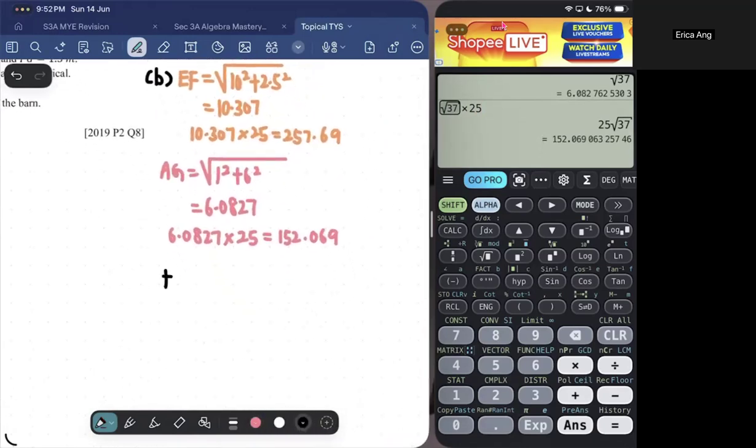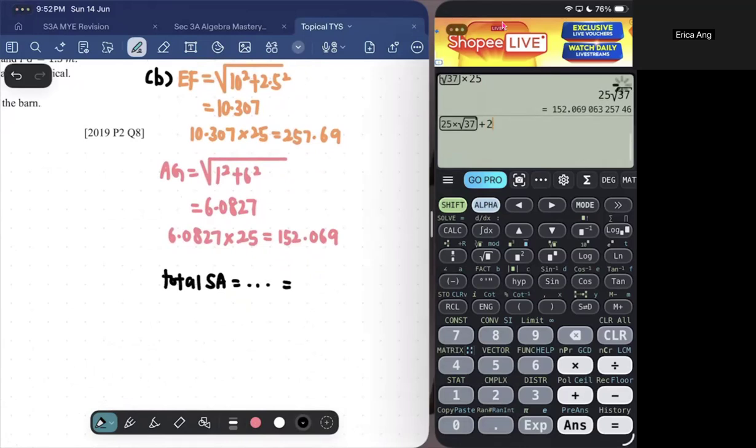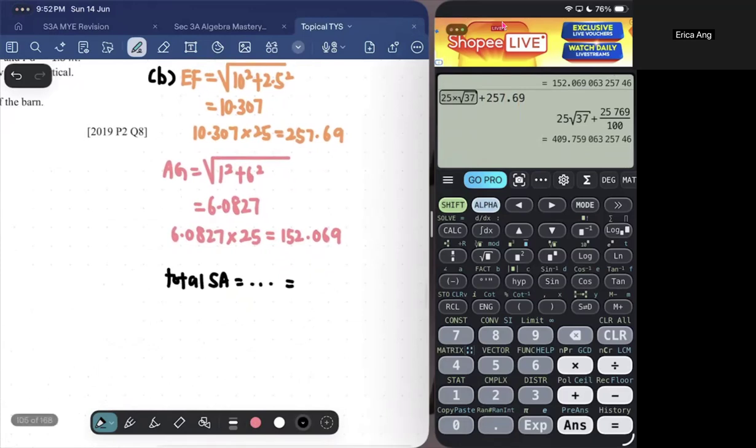Okay, so I'm just going to put down total SA. So you add them together, the yellow one plus the pink one. So plus 257.69. Just need to give me in 3SF, right? So it's 409.75. So 3SF will be 410.